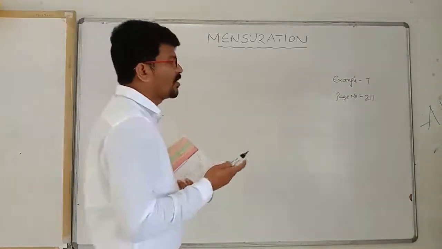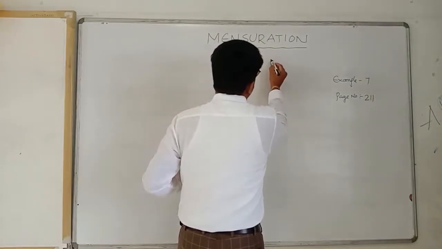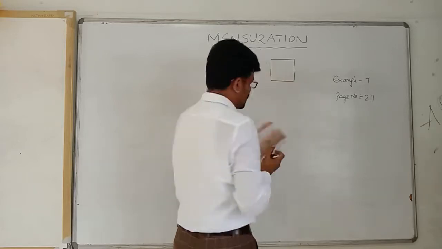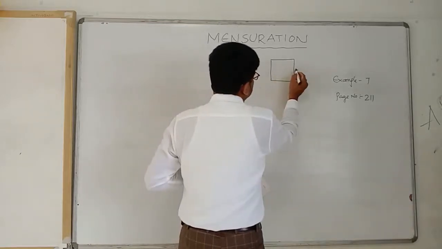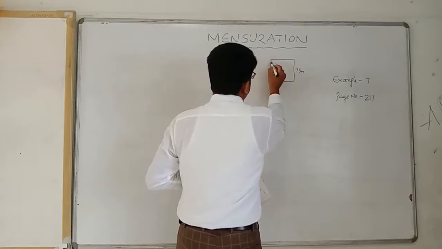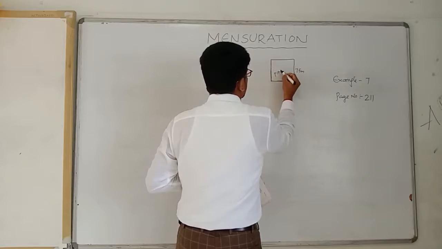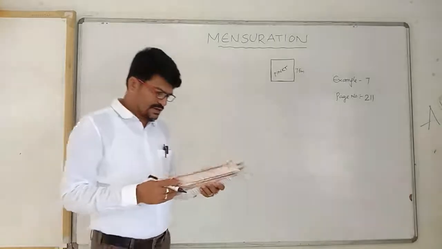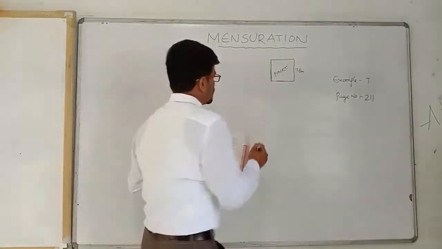Here, Pinky and Bob, two students, are given. Pinky travelled around a square park. How many meters does this square park have? 75 meters. Am I right? This is Pinky's park. Pinky traveled that path.